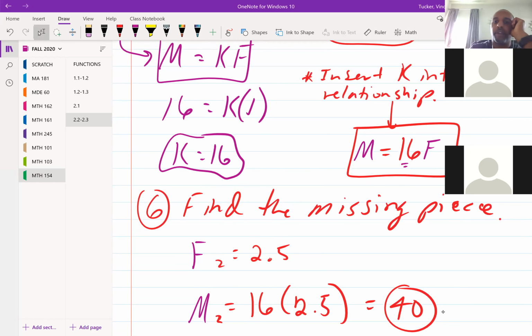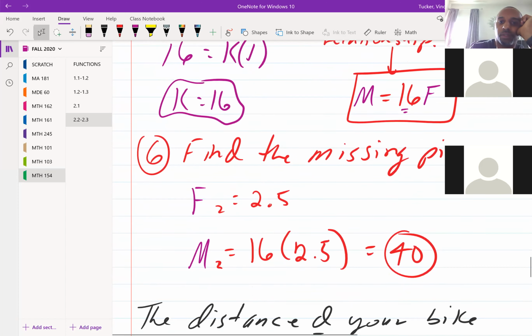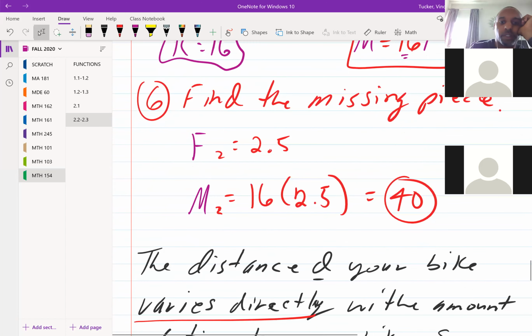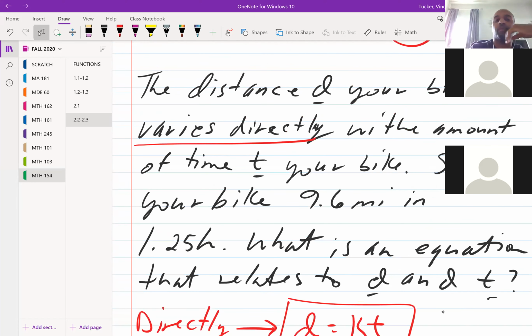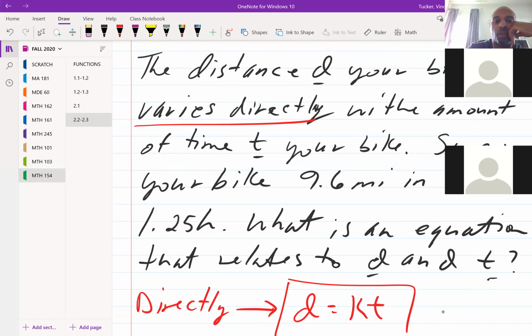All right. So next one. So this next one didn't ask us to solve the problem. It says the distance d, and they wrote it weird. I think they left out a lot of words here, but it says the distance you ride your bike. That's what I was thinking they were trying to say.